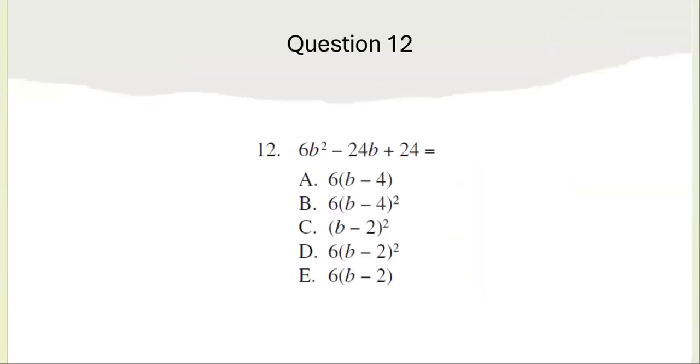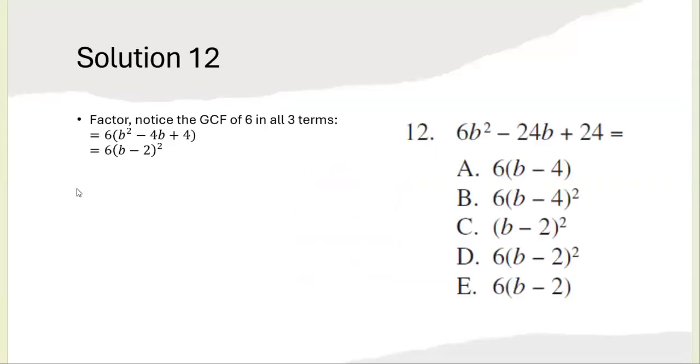Next, 6b squared minus 24b plus 24. How can we factor this? Well, there's a common factor of 6 in all of these, so I would take care of that first to make the number smaller, okay? And then here, this is really easy to tell. This is a perfect square. It'll be b minus 2 squared. So that is choice D.